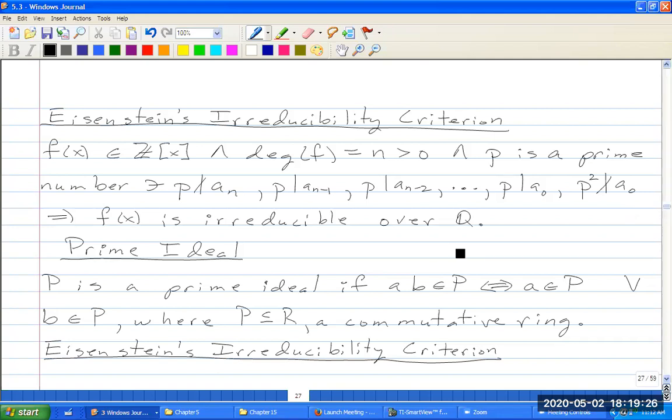So you find some prime number which divides every coefficient except for the leading order coefficient, and such that p squared does not divide the constant term, then it's irreducible. So if you can find some prime that does that, then you know it's irreducible over the rationals.